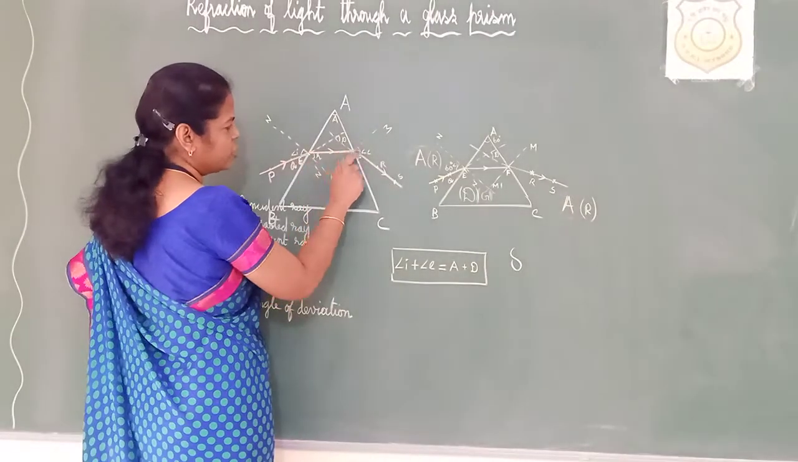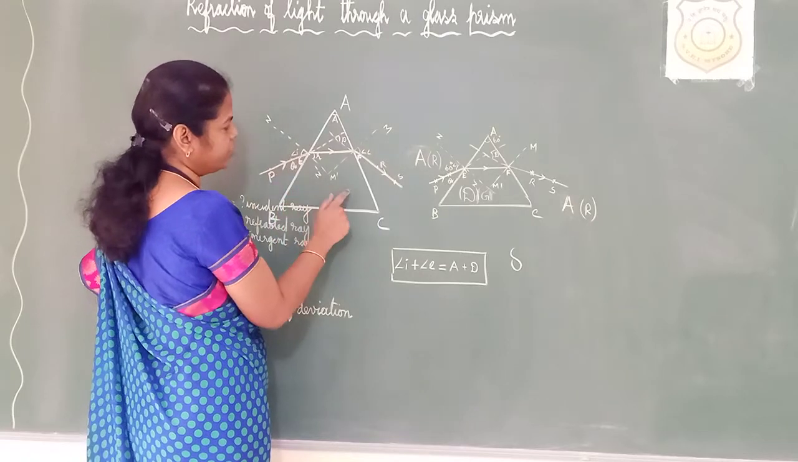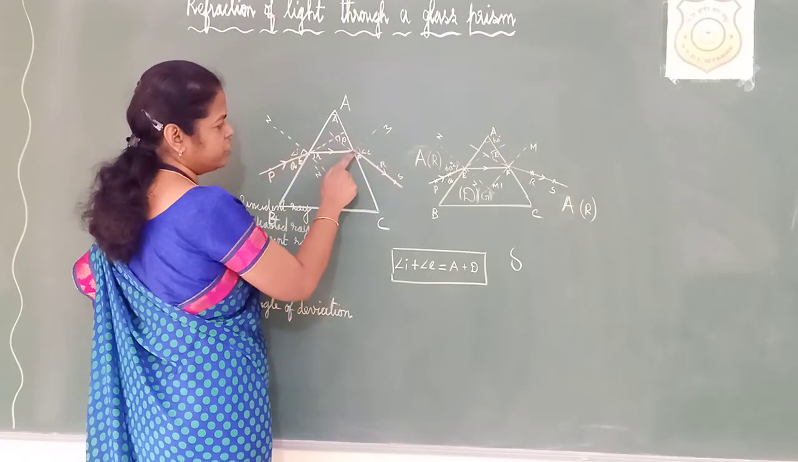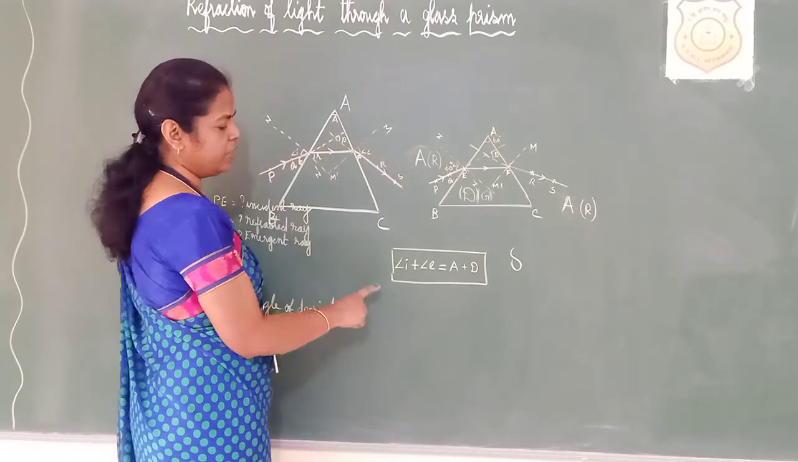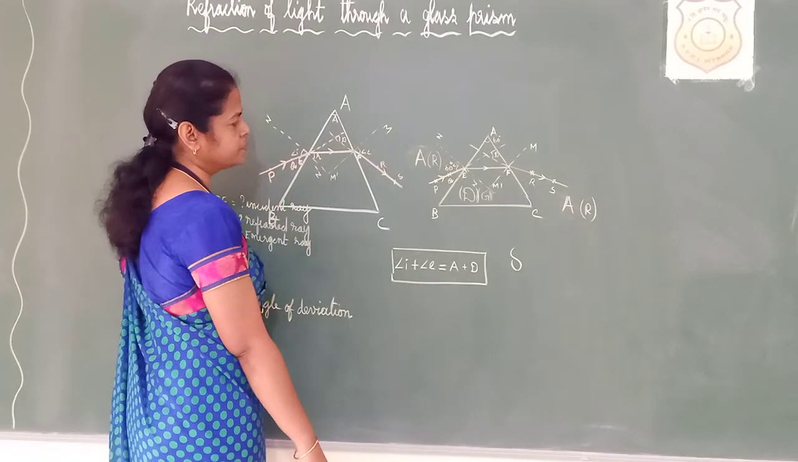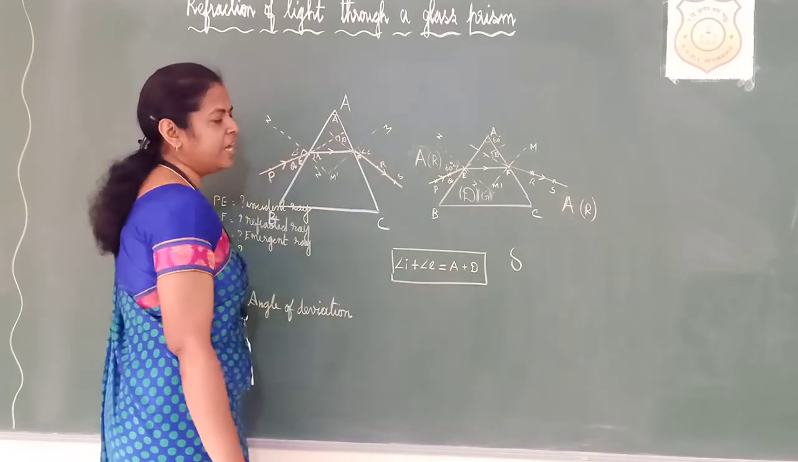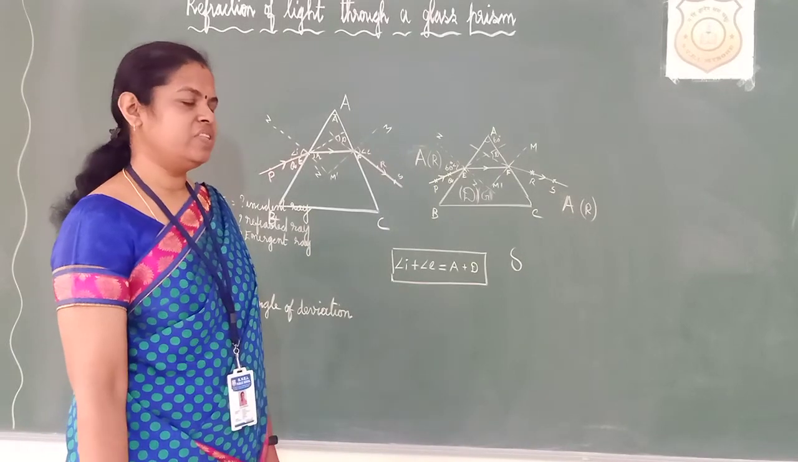This is because it is moving from rarer medium to denser medium. When it moves from denser medium to rarer medium, what happens? It will move away from the normal. So this is how the diagram will be. Angle of incidence plus angle of emergence is equal to what? Angle of prism plus angle of deviation. With the help of an activity, we will see this.